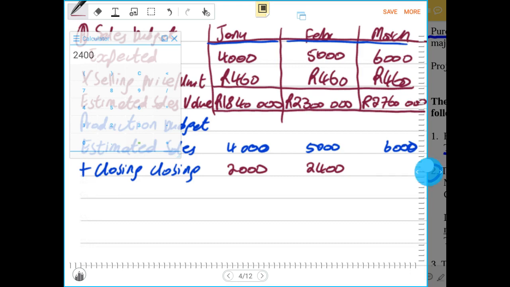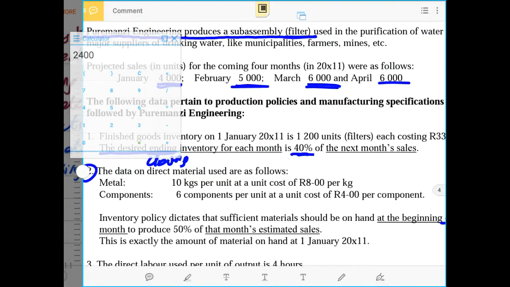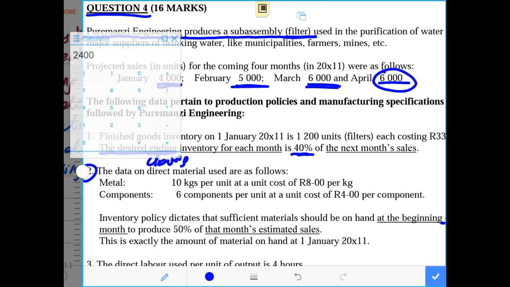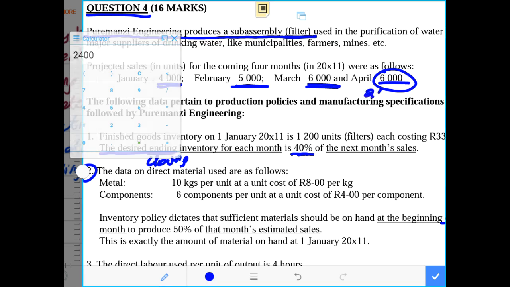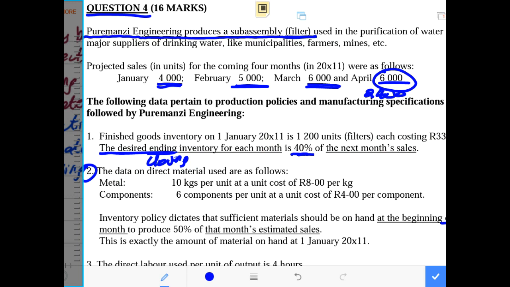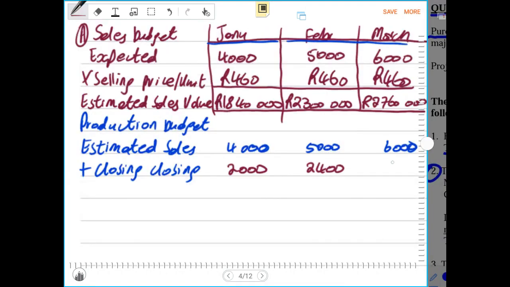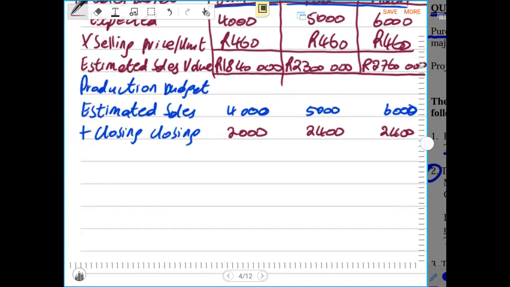Therefore, we need to know the sales of the month of April, because 40% of the sales of the month of April, which is 40% of 6,000, will be the closing inventory in the month of March. So out of that 6,000, we multiply by 40%, and that will give us 2,400. And 2,400 units will be the closing units in the month of March, the same as that of April.